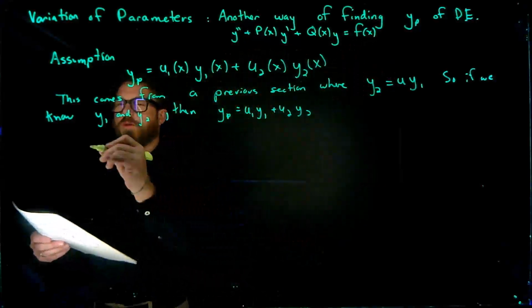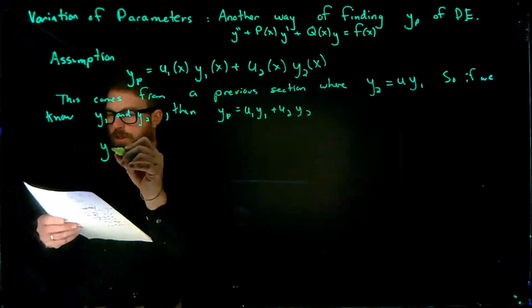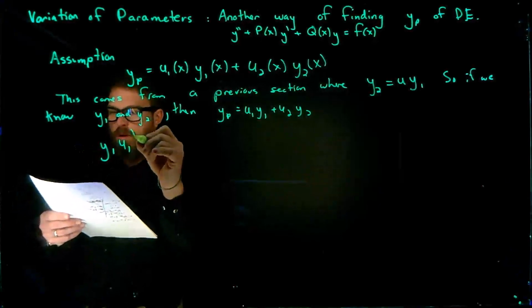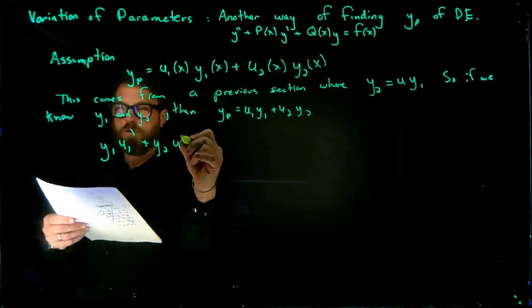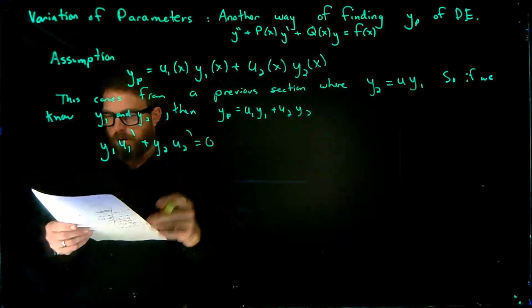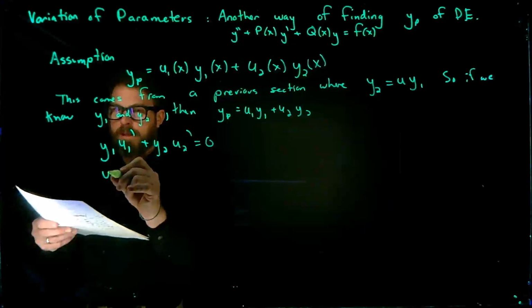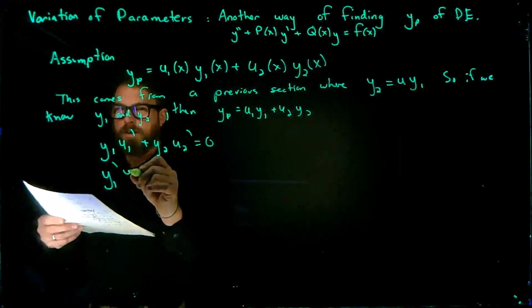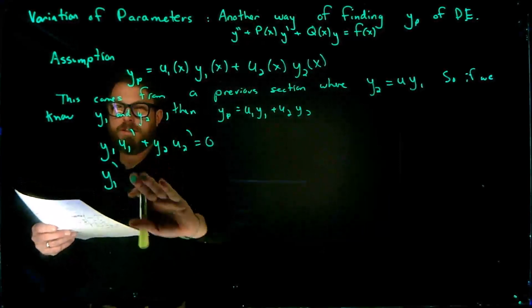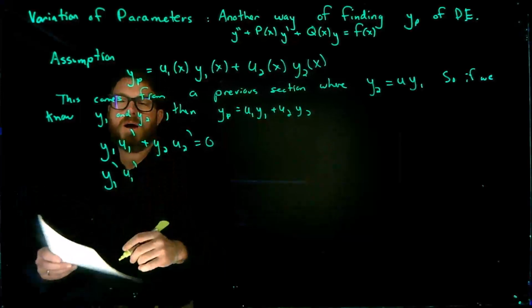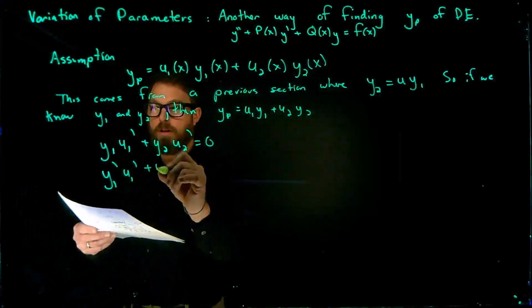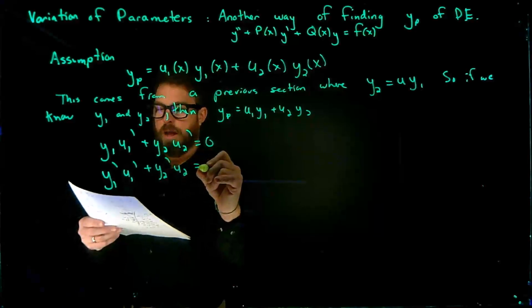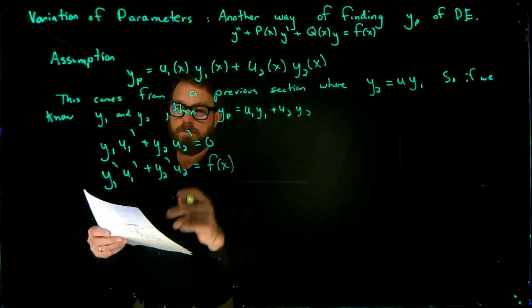So we're going to set up this system of equations: y1 u1 prime plus y2 u2 prime would be equal to 0, and then the derivative of these, y1 prime u1 prime plus y2 prime u2 prime would be equal to, say, f of x.